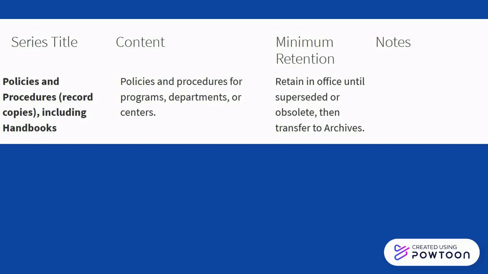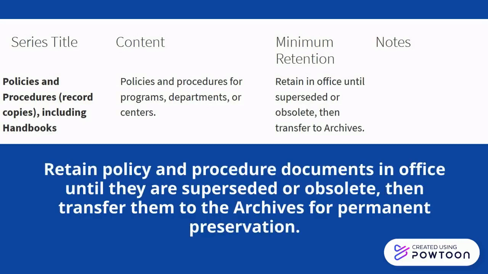Here is the guideline for policy and procedure records, which includes handbooks. The minimum retention is given as retained in the office until superseded or obsolete, then transferred to the archives. Thus, departments should retain the handbook in their office until it is superseded or declared obsolete, then transfer it to the archives for permanent preservation.